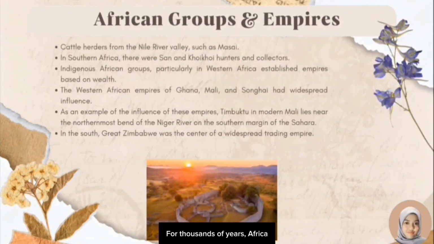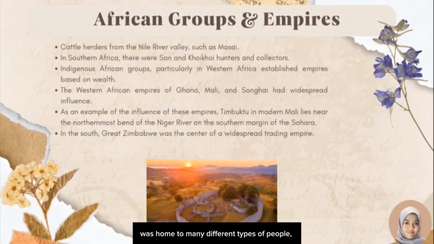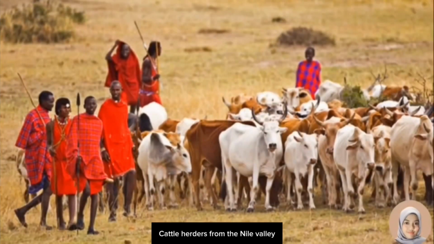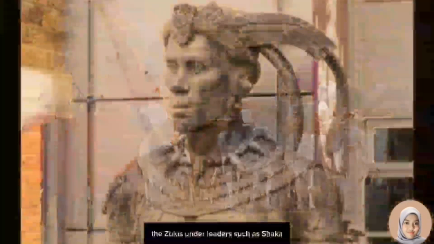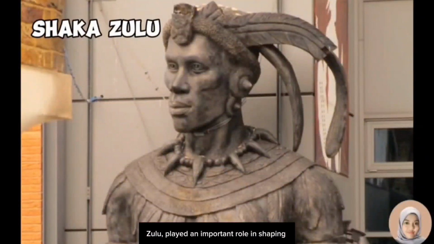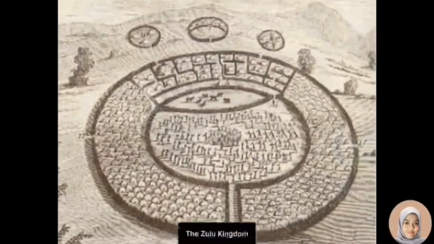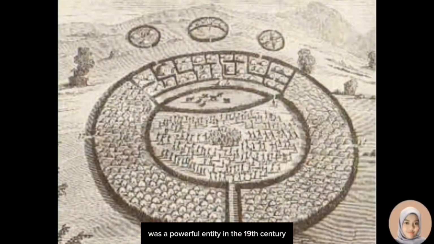For thousands of years, Africa was home to many different types of people mixing and migrating with their cultures. Cattle herders from the Nile Valley, such as the Maasai, live in tension with the farming Bantu people, such as the Kikuyu from Kenya. The Zulus under leaders such as Shaka Zulu played an important role in shaping the history of South Africa. The Zulu kingdom was a powerful entity in the 19th century.